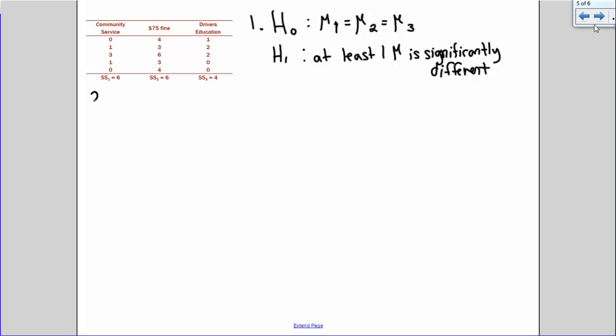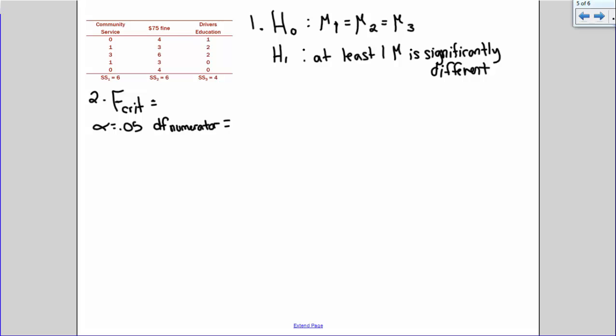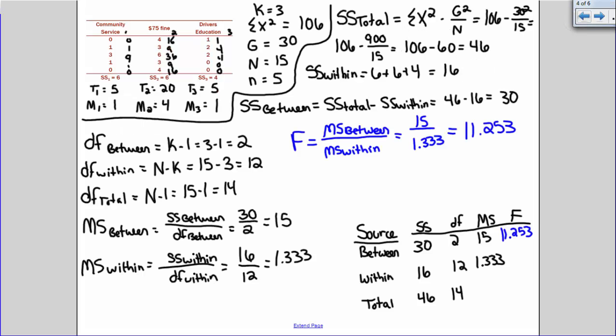Step 2, we need to find our F critical using an alpha level of 0.05, a degrees of freedom numerator, or in other words, the degrees of freedom between of 2, degrees of freedom denominator, or in other words, the degrees of freedom within of 12.